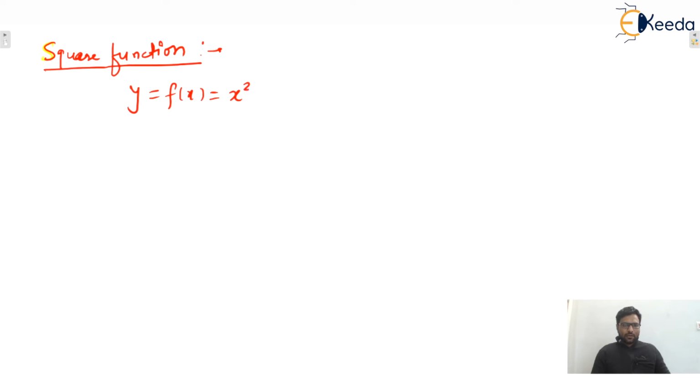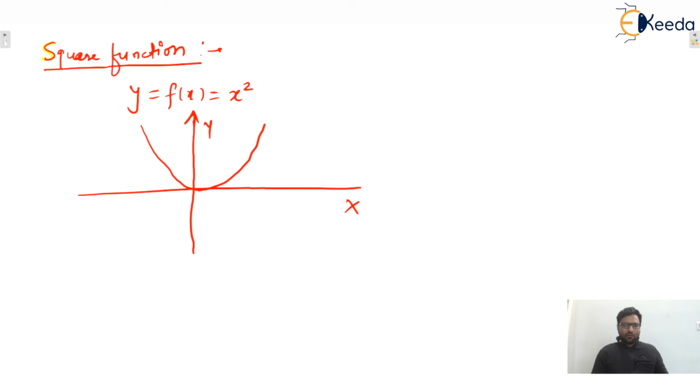Let us consider the square function. In the square function, let's say y equals, or f of x equals x square. So the graphical representation of this one will be what? This only. Yes or no? So we can say that whatever the value of x, the output will always be a positive number, isn't it?